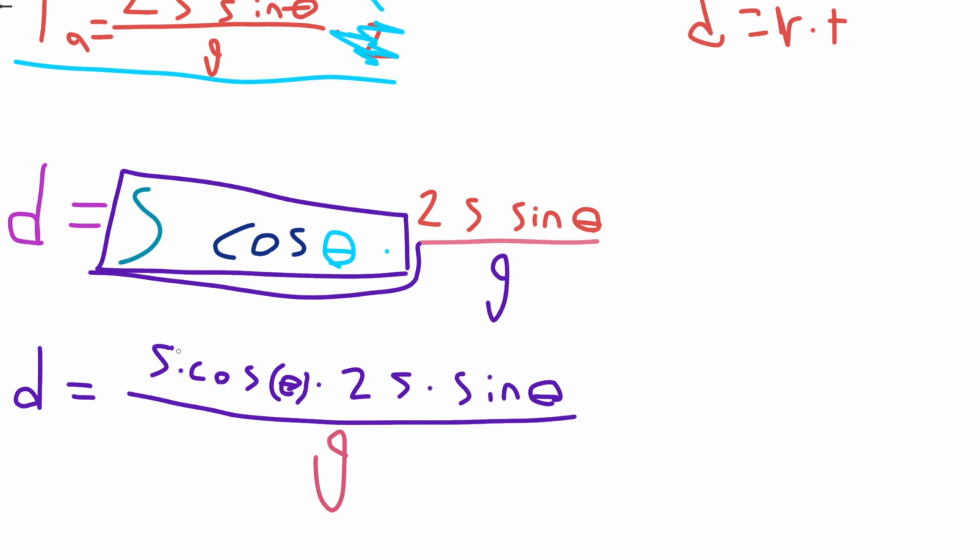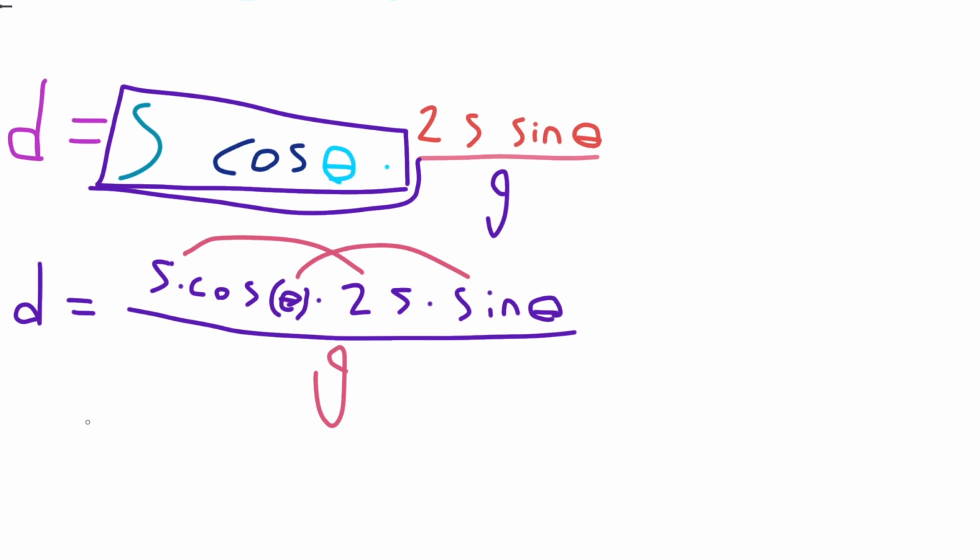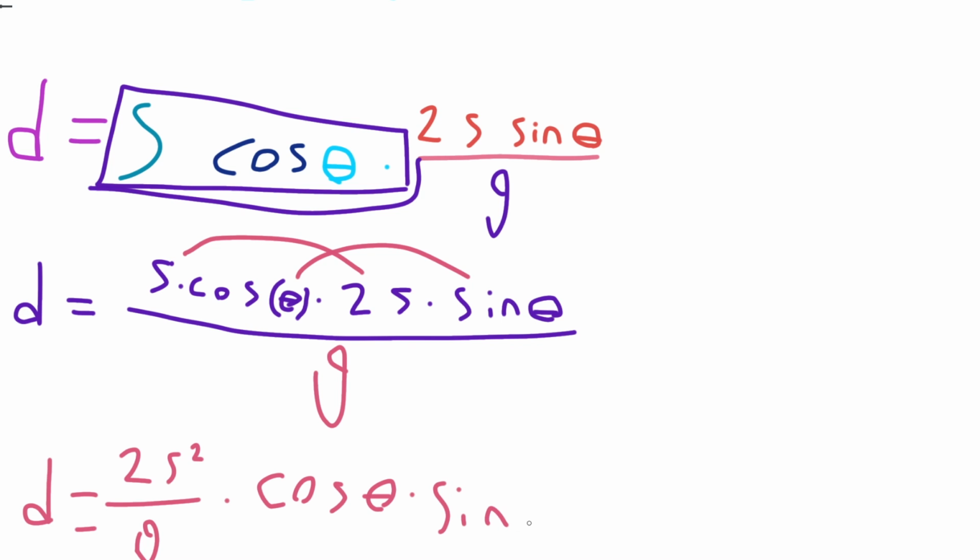Now let's combine like terms. So we can combine the 2 cosine and sine. Well, we can't technically, but we can combine the S and the 2S, and we can just divide that by g. So let's simplify this too. D equals S times 2S is going to be 2S squared, right? And then we're going to divide that by g. And then we're going to multiply this by cosine of theta times sine of theta. And there we go. We have our equation.